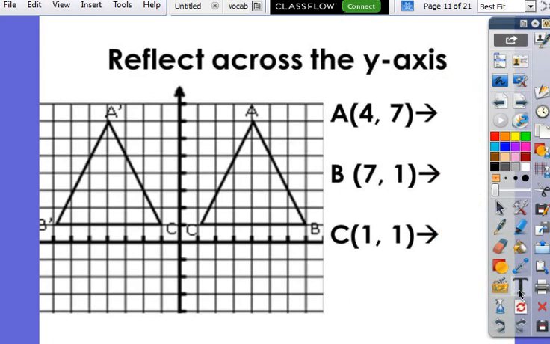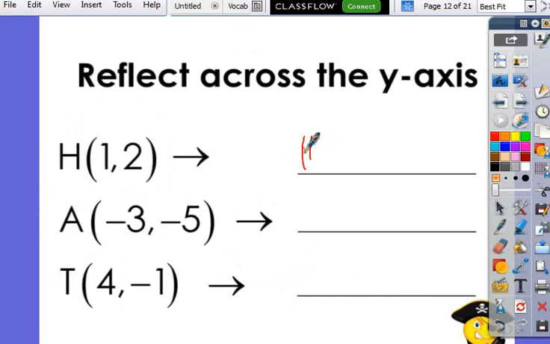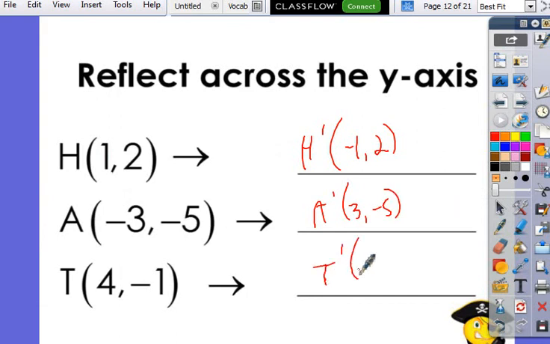Real quick. Negative 1, 2. 3, negative 5. Negative 4, negative 1. Alright, so we should be good there.